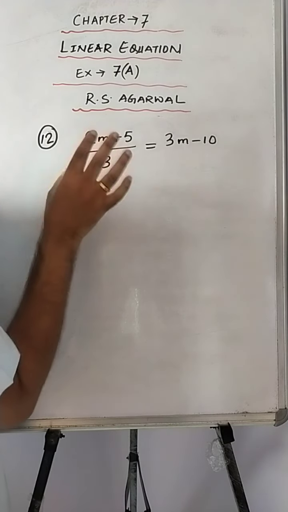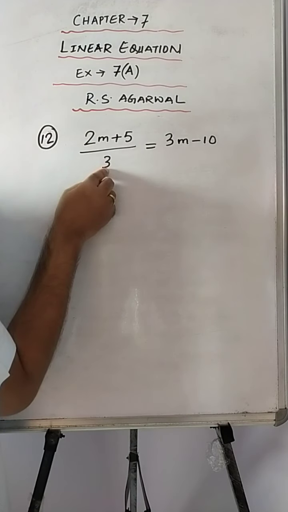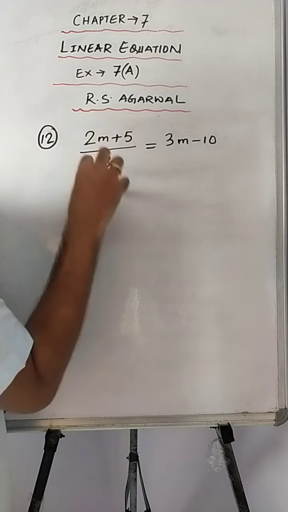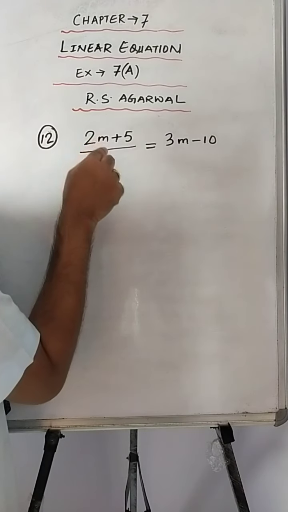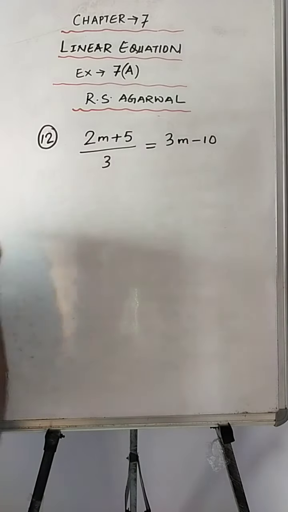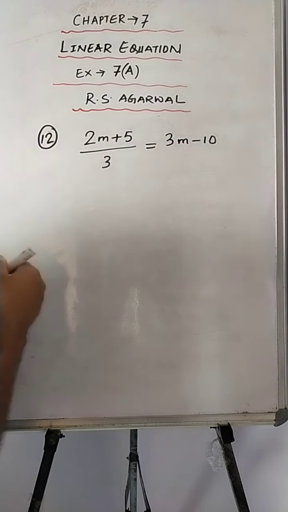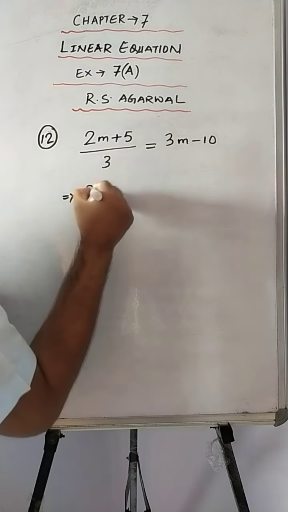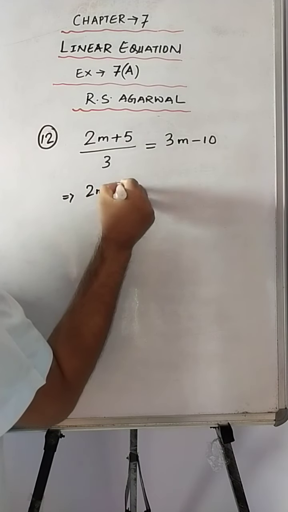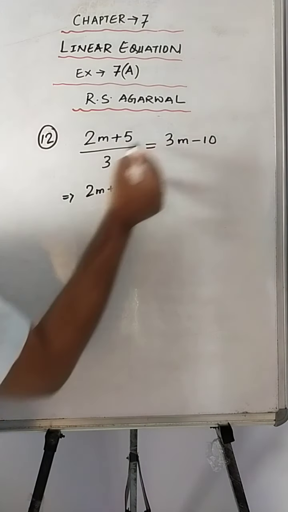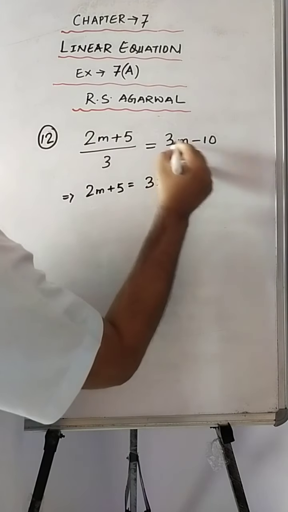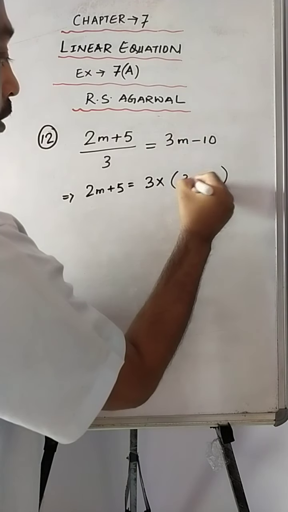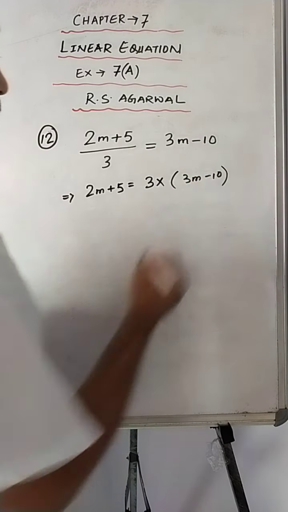The first thing that we'll do is try to remove this 3 from the left hand side to the right hand side. Okay, that is, we'll take this 3 from the left hand side to the right hand side. So it will look like 2m plus 5 equal to 3. When we transpose this 3 towards the right hand side, it will look like 3 into, since this is a binomial term, we'll write it inside the bracket.